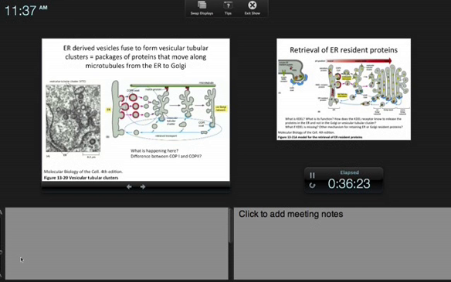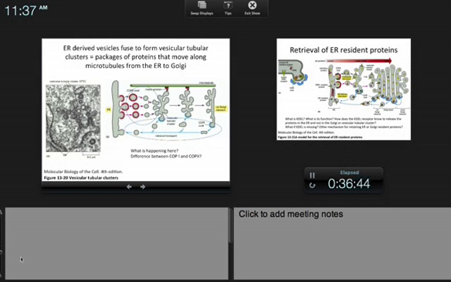Just look at this figure here. So the question is what's going on here? Difference between COP1 and COP2. COP2 is a coat that originates in the ER, so it's involved in flow of proteins from the ER to the Golgi. COP1 is a protein coat that's associated with the Golgi and movement from Golgi to the ER.